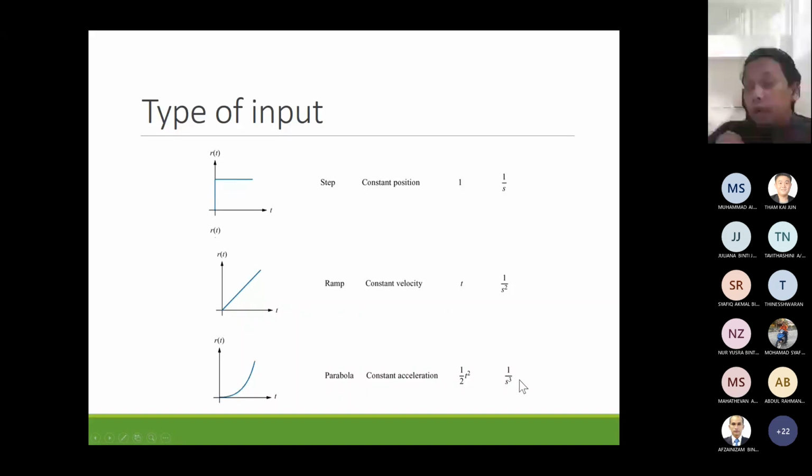Okay, so from now on, we are going to use these three types of input: step, ramp, and parabolic input. There are a lot of other types of input, but these three inputs are the most basic, the simplest inputs that we can use to analyze a system.